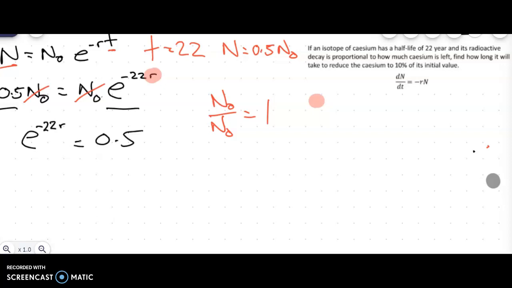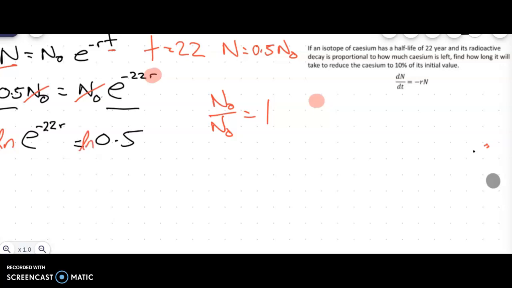0.5. And this is where I go, well, r is up in the power, right? And I think about, what do I do there? I've got an e here. I want to get rid of the e. So how do I get rid of the e? I put ln here, and I put ln here, right?